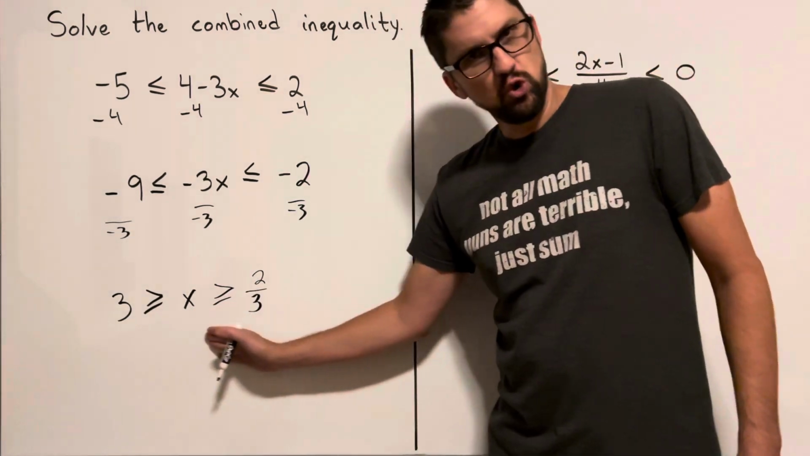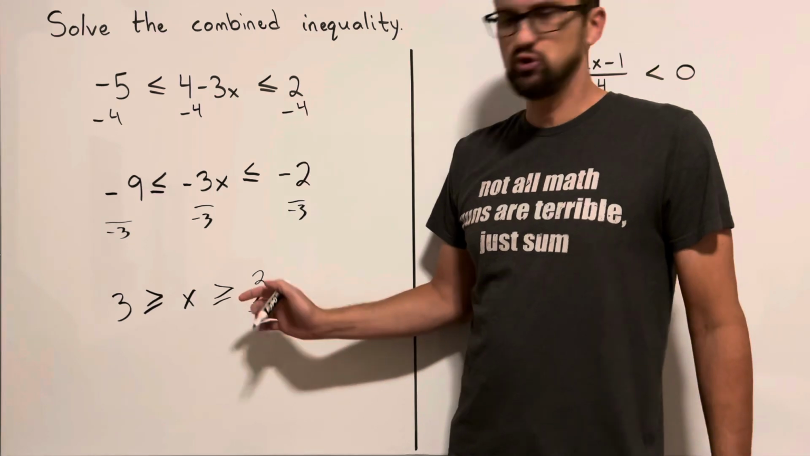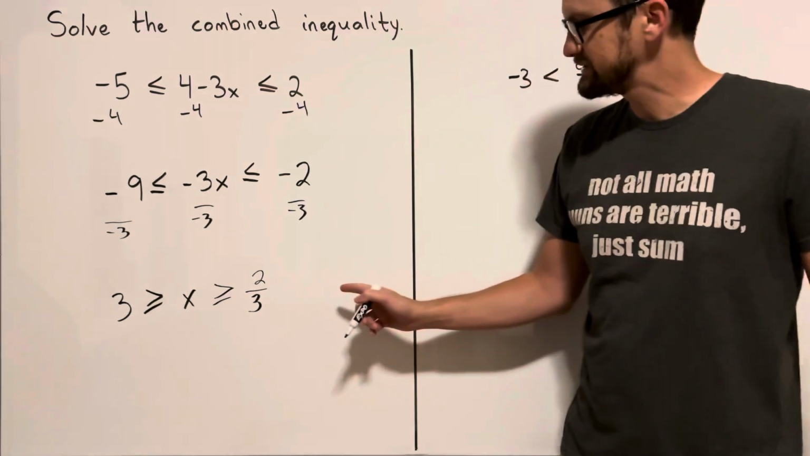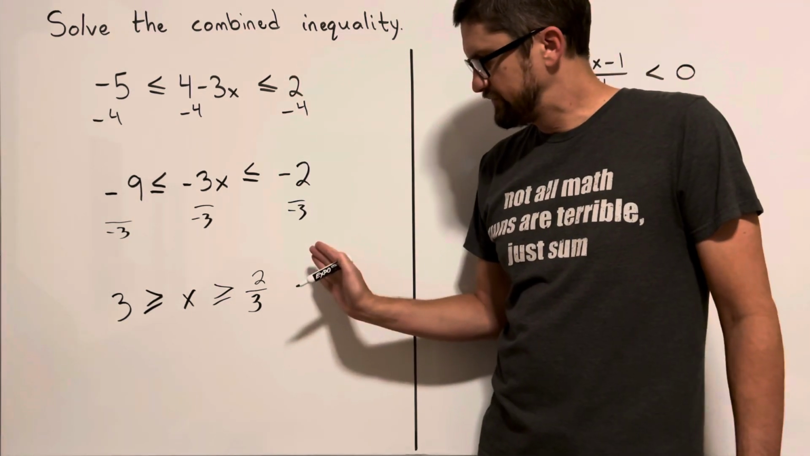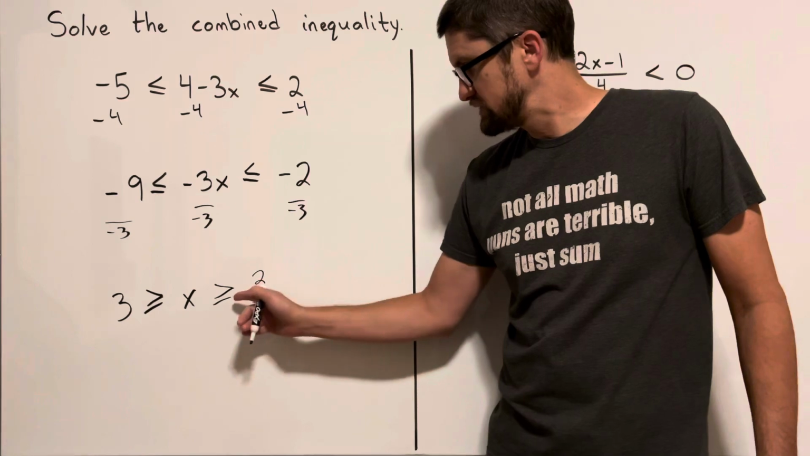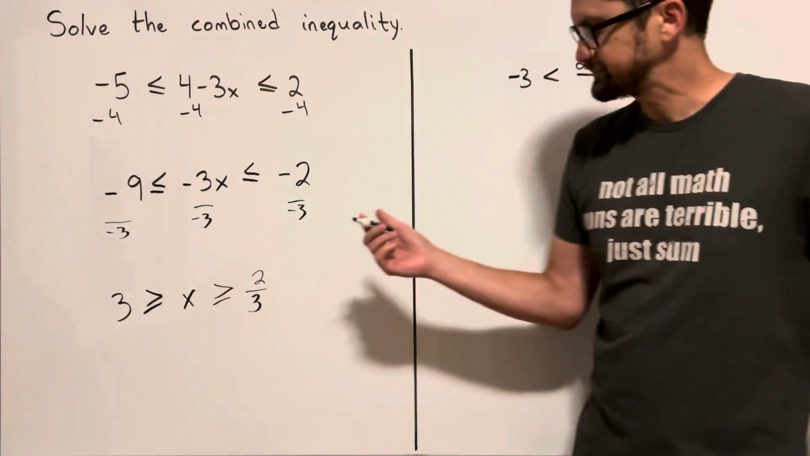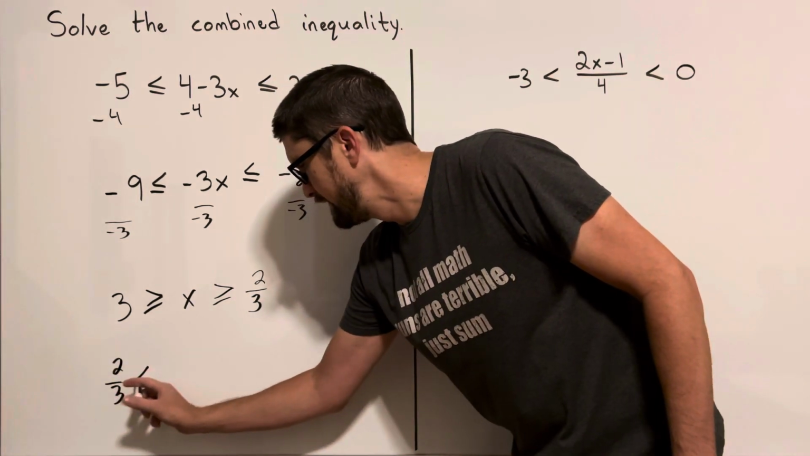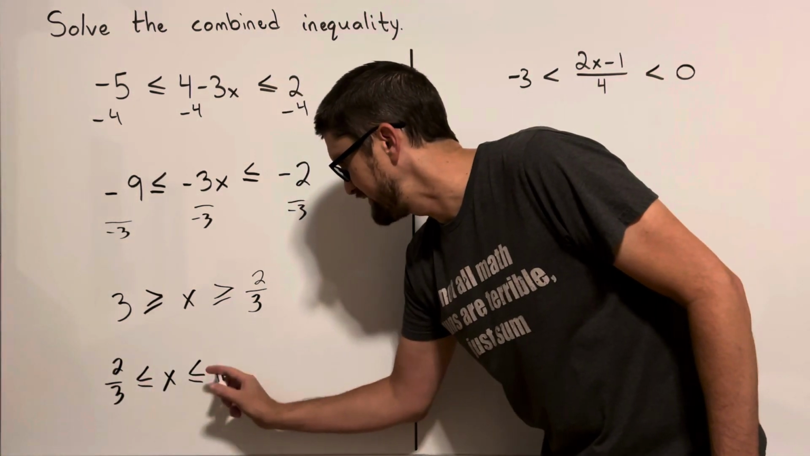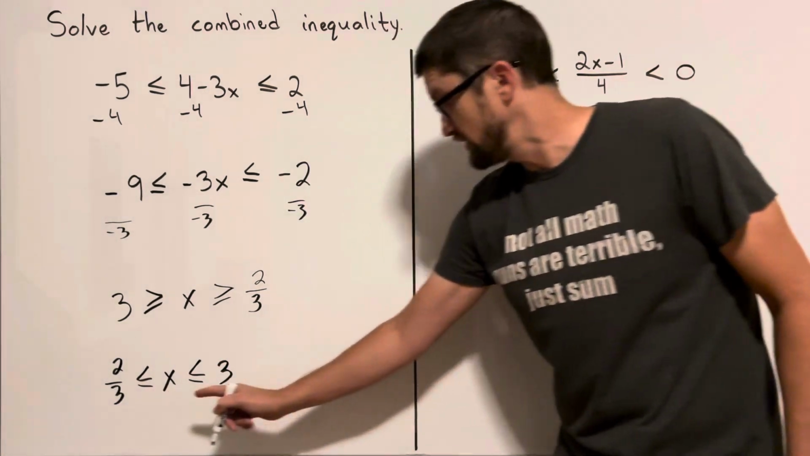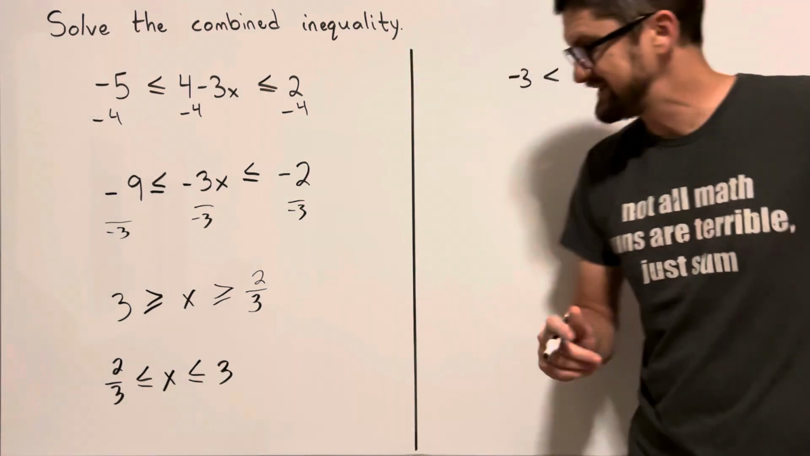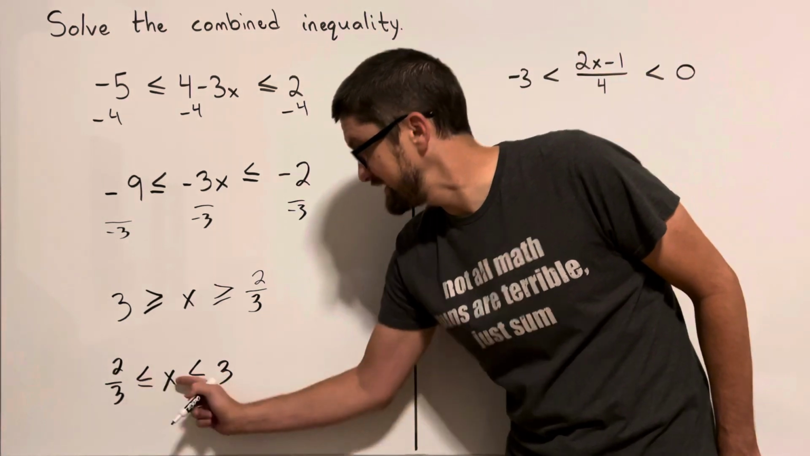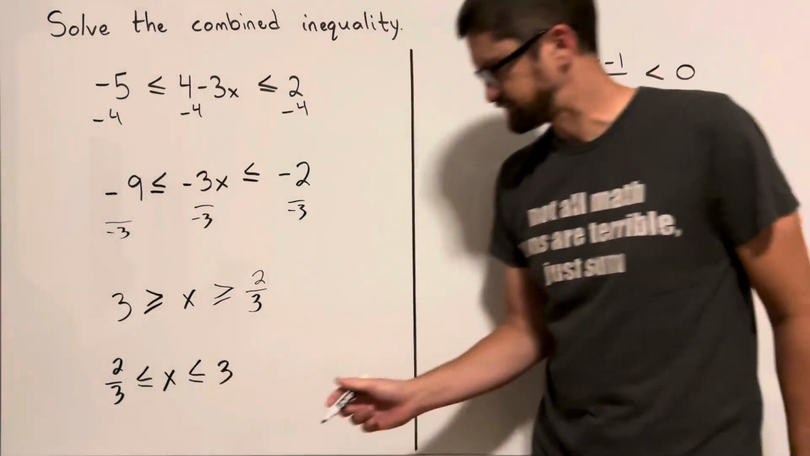Now, this is not how it's normally written. Usually you want to go from the lowest number to the biggest number when it's a combined inequality like this. Now, if you read this from right to left, it's 2/3 less than or equal to x less than or equal to 3. And we can write it like that. So we're just going to flip it around so that the smaller number, 2/3, is on the left and the larger number, 3, is on the right. So this is the same thing as saying x is between 2/3 and 3. x is greater than or equal to 2/3 but less than or equal to 3.